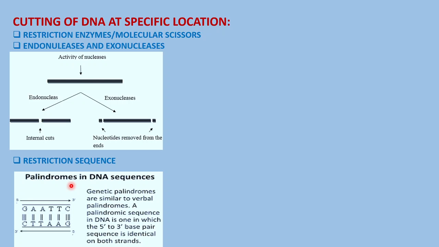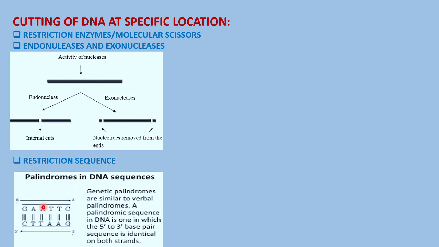Now, what is this palindrome? A palindrome is a sequence. Even in the English language we get it. Palindromes are some sequences, some words, which read the same in both directions. For example, the word madam, M-A-D-A-M. If you read this word backwards, M-A-D-A-M, it reads the same. Such words are called palindromes in English. Similarly, in DNA sequences also some palindromic sites are present.